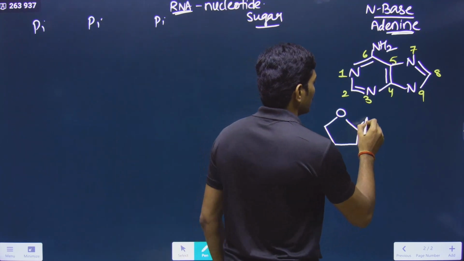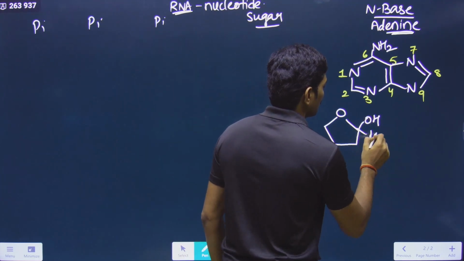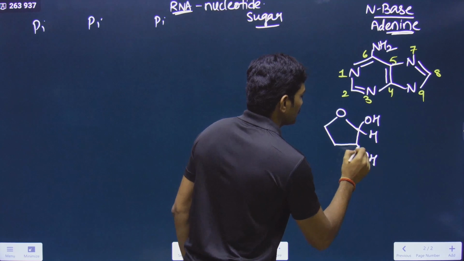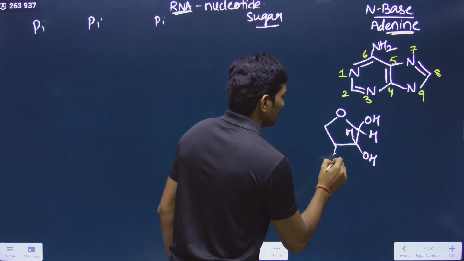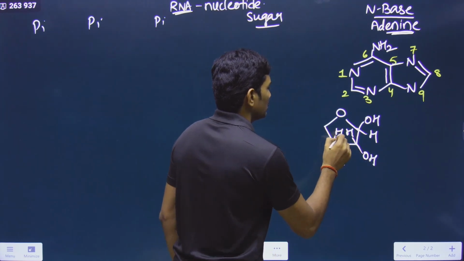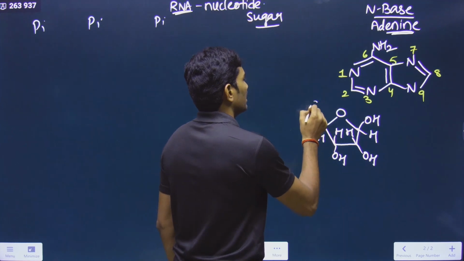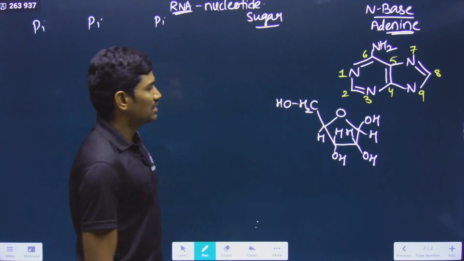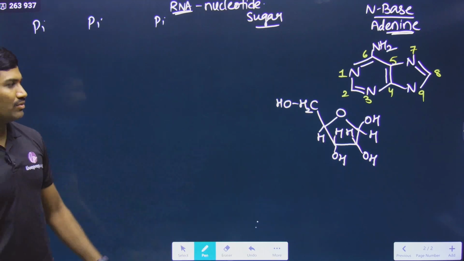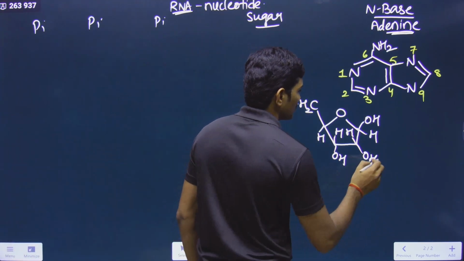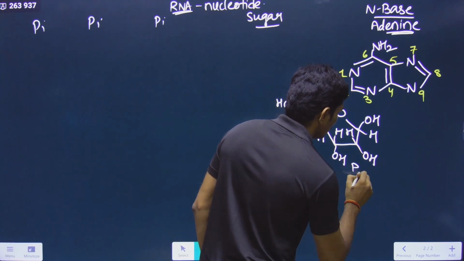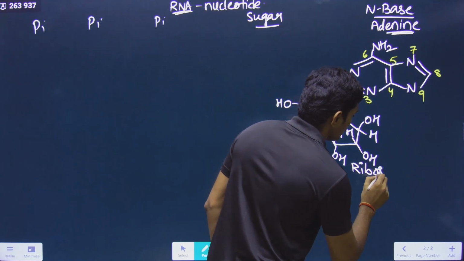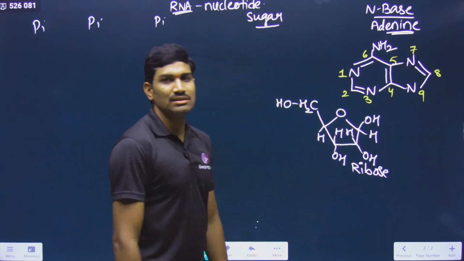What are we saying? Here it is OH, and here it is H, and here it is OH, and here it is H, here it is OH, and here it is H, and here it is H, and here it is CH2OH. This is the structure of ribose. Here I will write ribose. This is adenine and this is the ribose.